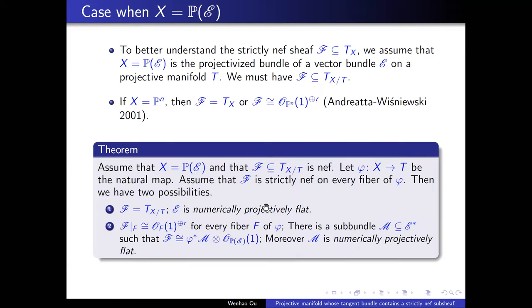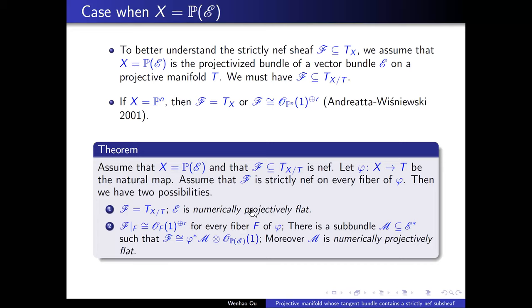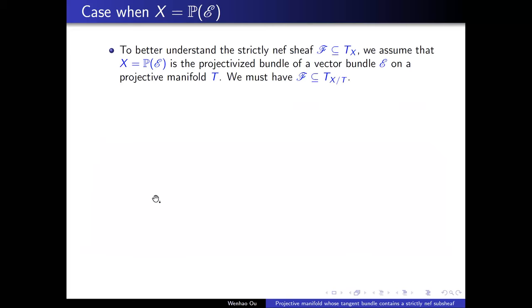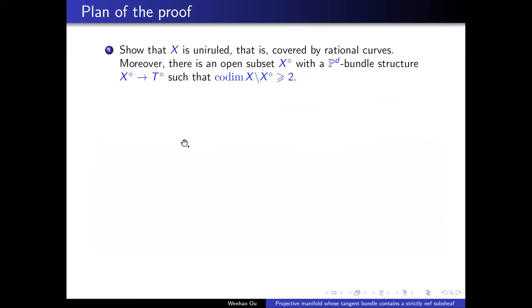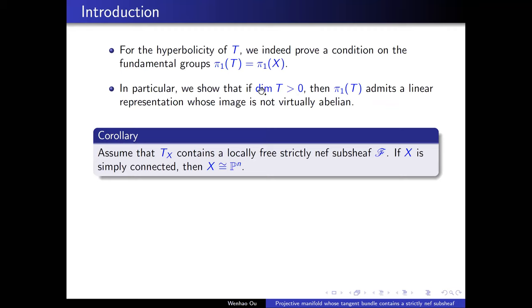Do you have some curvature restriction on the base T? We do not have curvature restriction on the base. What we obtain is this representation property. So this E gives you a non-virtually abelian representation. And by using other people's theorem here, for example, if you have P and T has a linear representation whose image is not virtually abelian, then any entire curve in T is not Zariski dense.